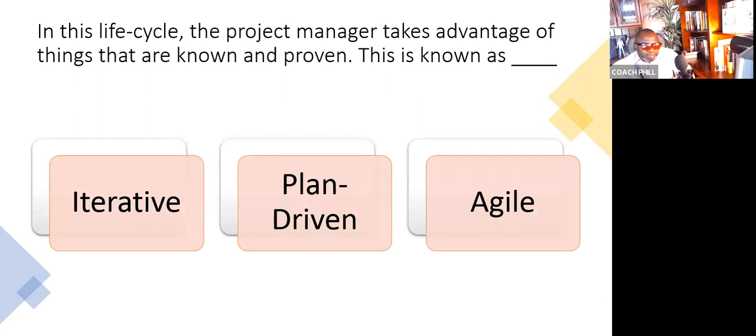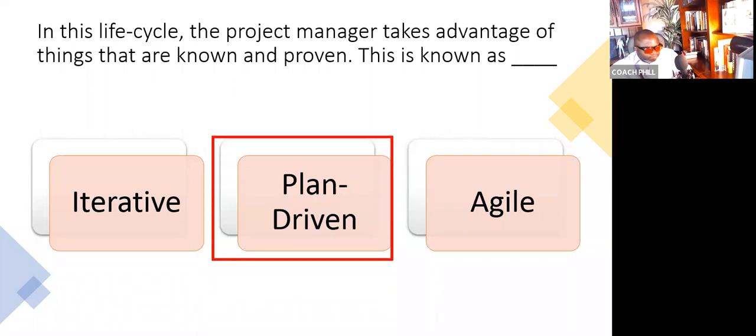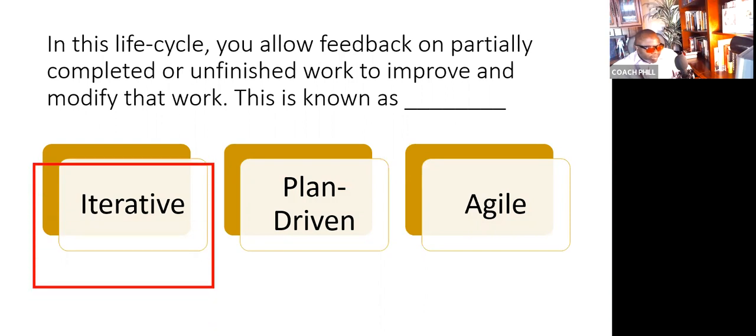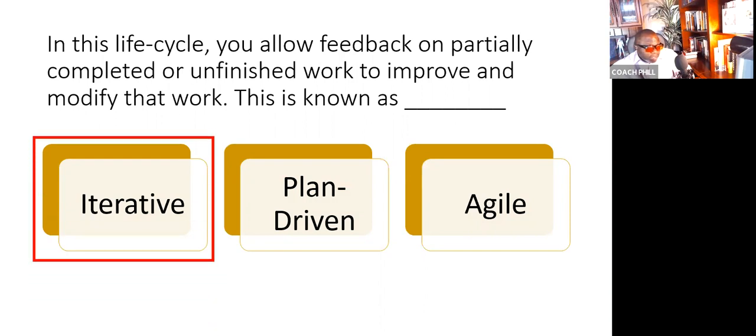Next, in this life cycle, the project manager takes advantage of things that are known and proven. This is known as what? The answer? Plan-driven, also known as predictive. Next question. In this life cycle, you allow feedback on partially completed or unfinished work to improve and modify that work. This is known as what? The answer is iterative. Iterative is exactly what this describes in the Agile Practice Guide.